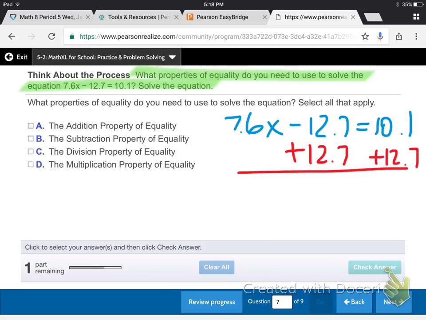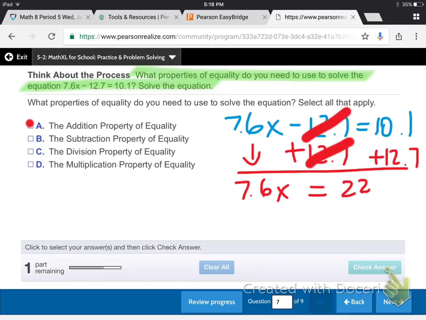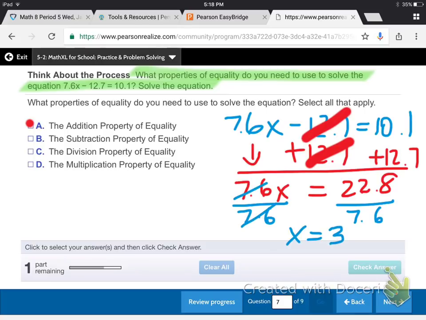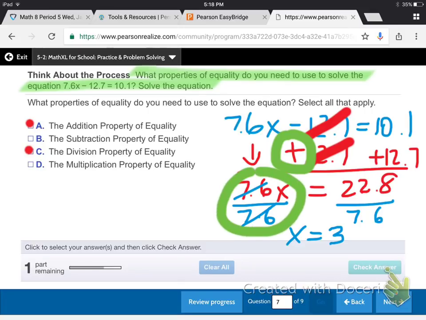So we know the answer now is what? And if we continue the equation, we know that those numbers cancel. And so we bring down our 7.6x equals 10.1 plus 12.7 is 22.8. And then finally we're going to have to do what? Divide by 7.6. So right there, that's the division property of equality because we're dividing. Pretty simple, right? So x equals 3. So we're going to choose A, the addition property and the division property of equality. Right here we added, so that's the addition property, and right here we divided, so it's the division property.